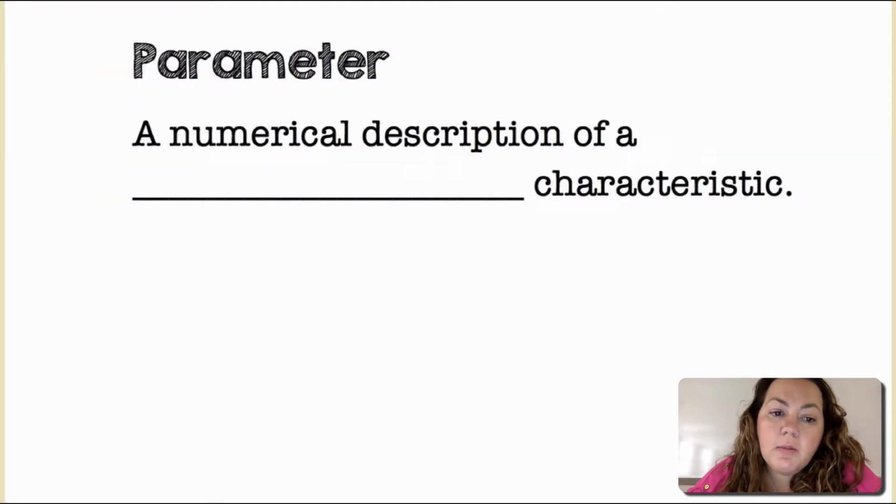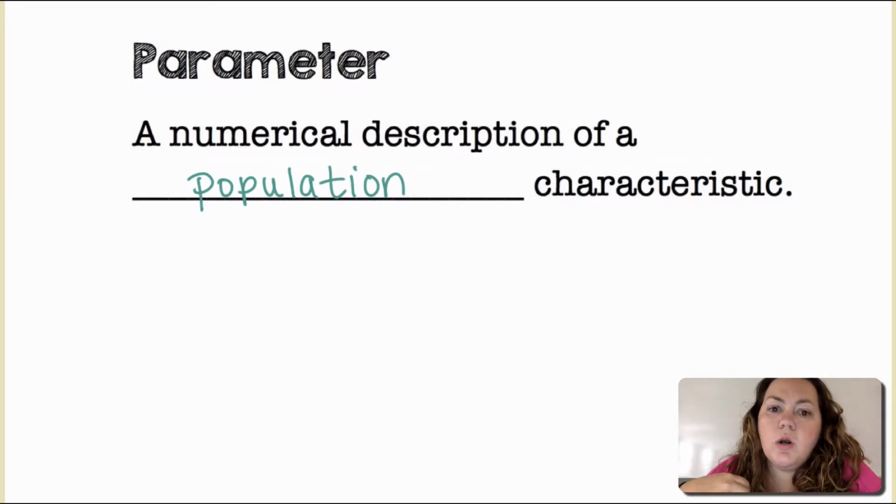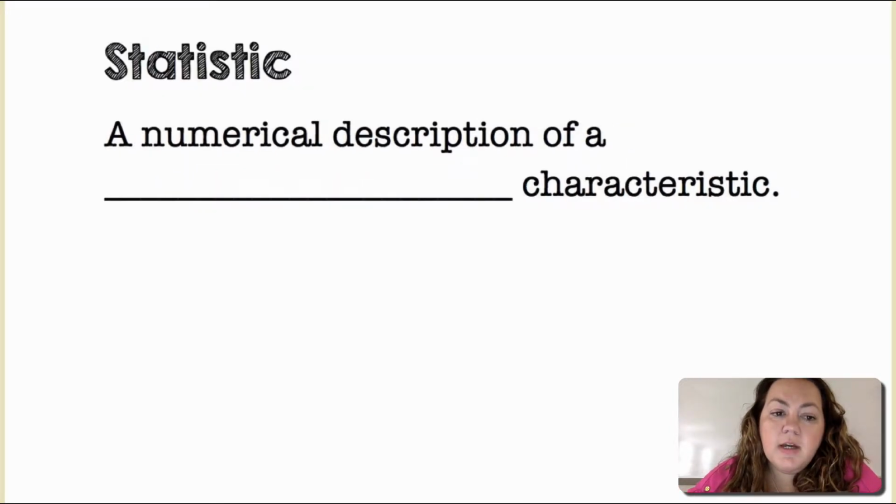All right, the parameter is a numerical description of a population characteristic. Okay, so if we're describing a numerical value, like the mean or the standard deviation or the average from data collected for the entire population, that value is the parameter. A statistic is a numerical description of a sample characteristic. So if we're talking about the mean or the standard deviation or the average from a sample value, it's a statistic.